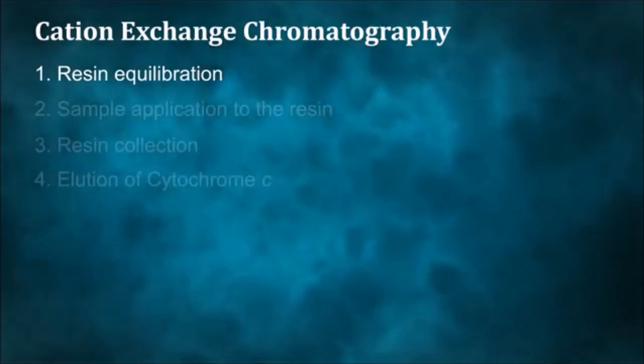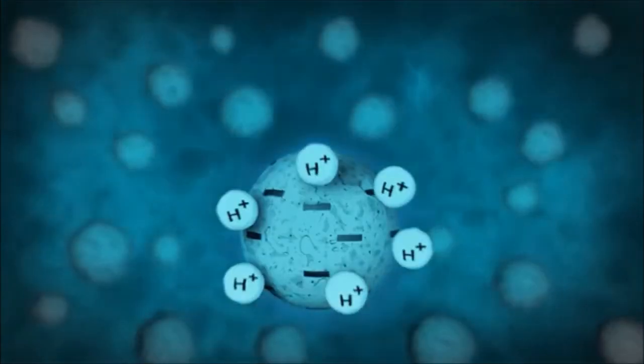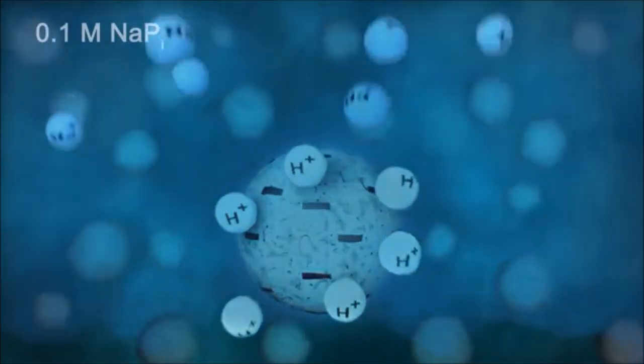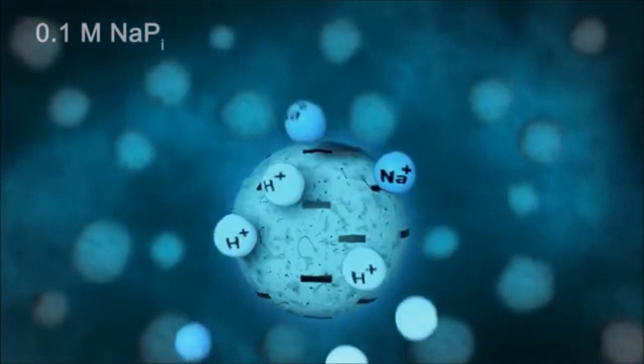Resin equilibration. Cation exchange resin beads are equilibrated using 2 washes of 0.1 molar sodium phosphate buffer at pH 7.